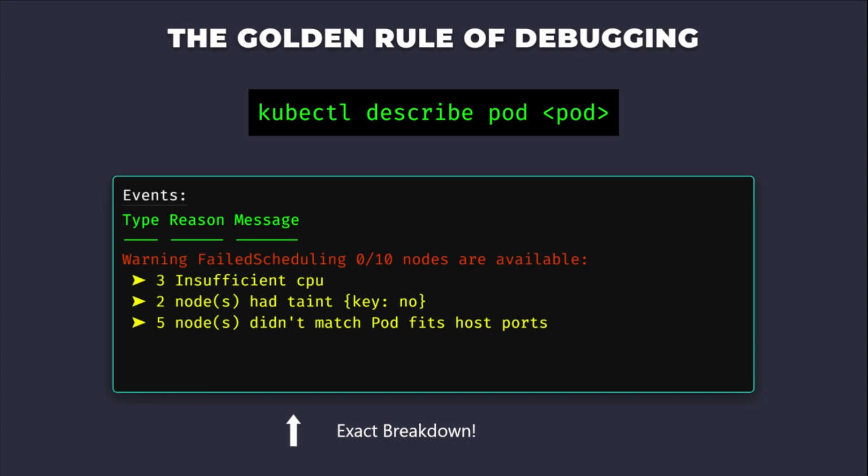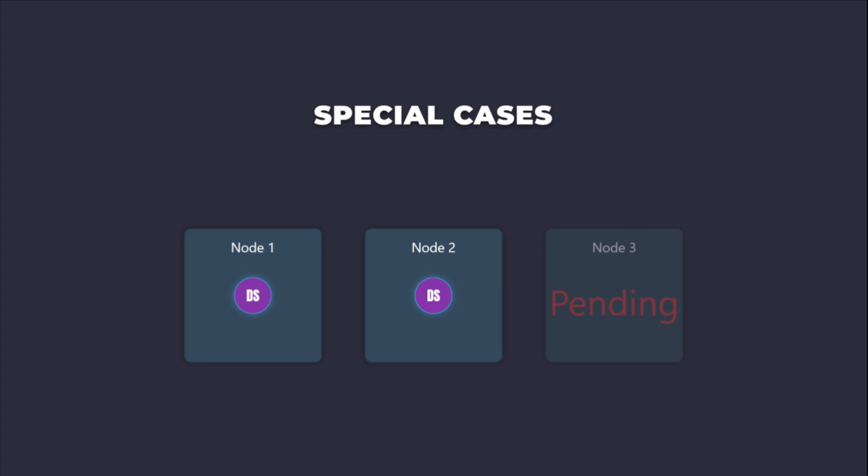Always read the full message. It often contains the exact node names that failed the check, allowing for immediate node inspection. DaemonSets ensure one pod runs on every matching node. If a DaemonSet pod is pending, it usually means the node it targets is unschedulable due to taints, or the node is marked as ready but has 0 allocatable resources.